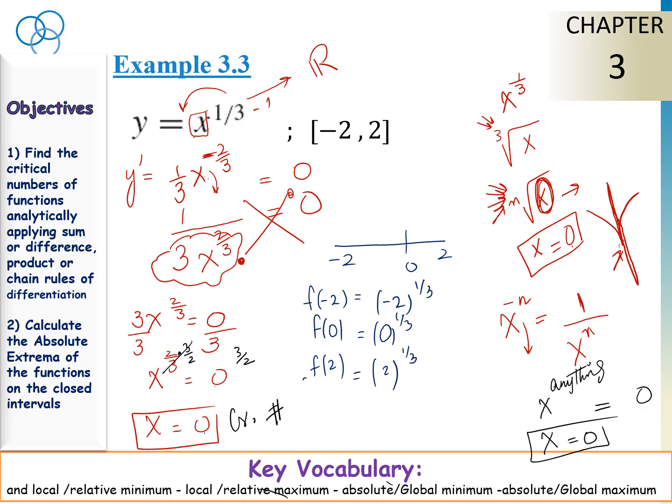When you write -2 to the power of 1/3 in the calculator, you will get -1.25. When you write 0 to the power of 1/3, you will get 0. And on writing 2 to the power of 1/3, you will get 1.25. Now from here, it's very obvious that -1.25 is the lowest value, so name it the absolute minimum. And 1.25 is the highest value, so it is the absolute maximum.